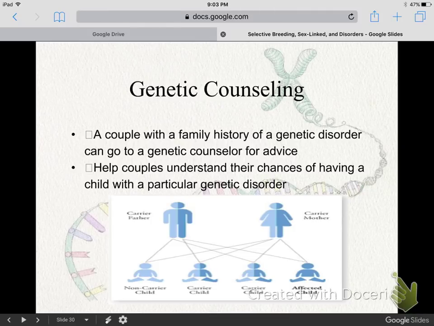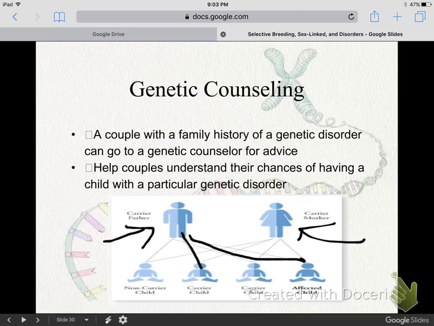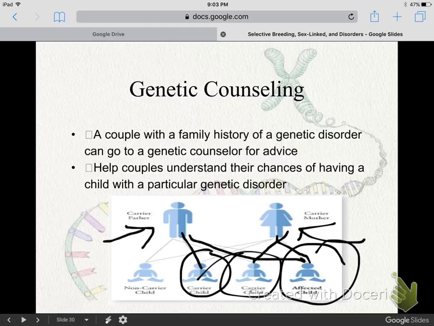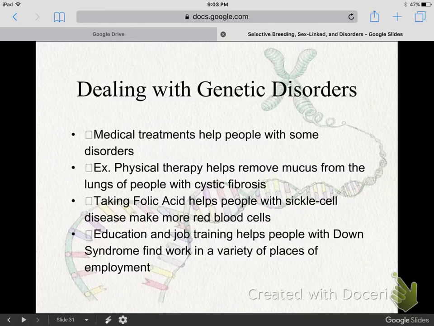So in the picture here you see the dad, who's a carrier, and the mom, who's a carrier. And then it shows that dad gave the affected trait to this kid and this kid. And mom gave hers to this kid and this kid. So this little baby ended up with the trait. It was affected. These two were just carriers, so that specific disorder did not show up in them. And this baby is not a carrier, nor did it show up.